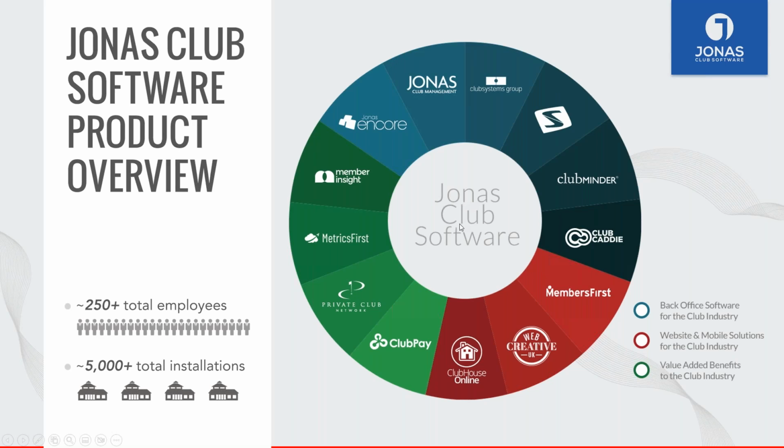We have our back office software brands, which include Jonas Club Management and Club Systems Group, which many of you might have used. Plus we have our online brands, which would be our club websites like ClubHouse Online and Members First. And then we also have some value added products and brands, and we might be touching on a few of those today, like Metrics First, Club Pay, and Private Club Network. These are just additional software and companies that can help your club really thrive. Taking all of these brands together, we have about 250 total employees, most of them based in North America with our head office in Toronto. We also have a few offices in the UK.